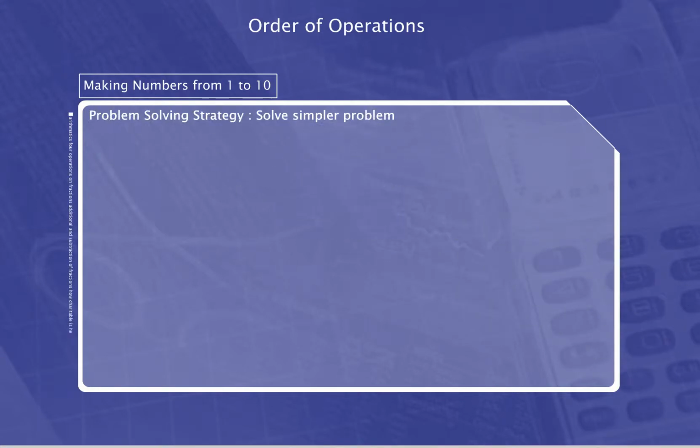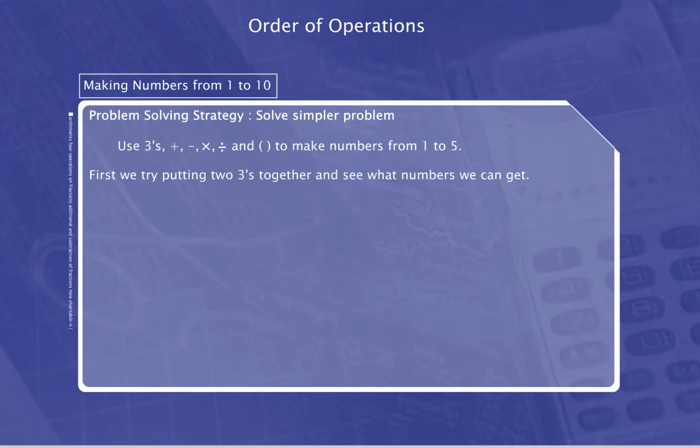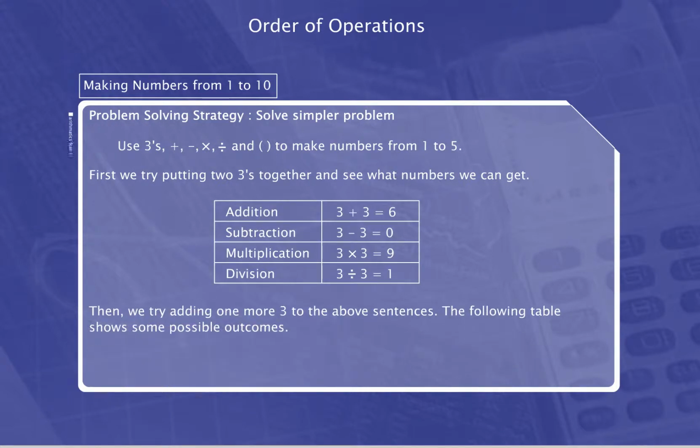Solving simpler problems can help us in coming up with solutions. Look at this question. Instead of jumping into the problem straight away, we can consider simpler problems first. First, we try putting 2 3s together and see what numbers we can get. Then we try adding one more 3 to the above sentences. The following table shows some possible outcomes.